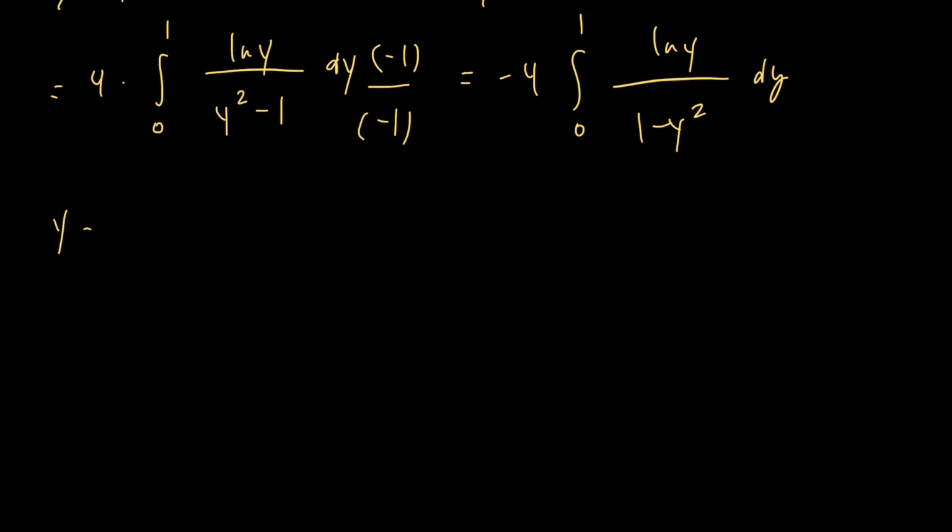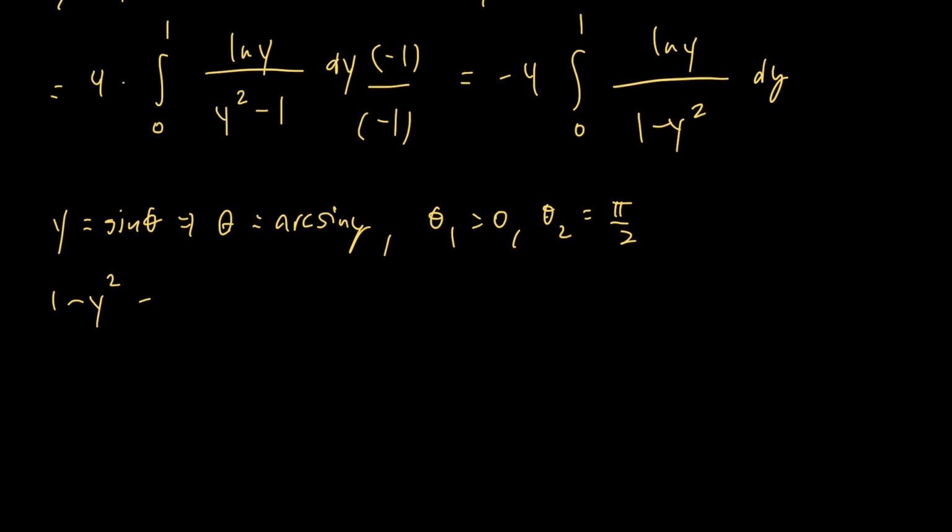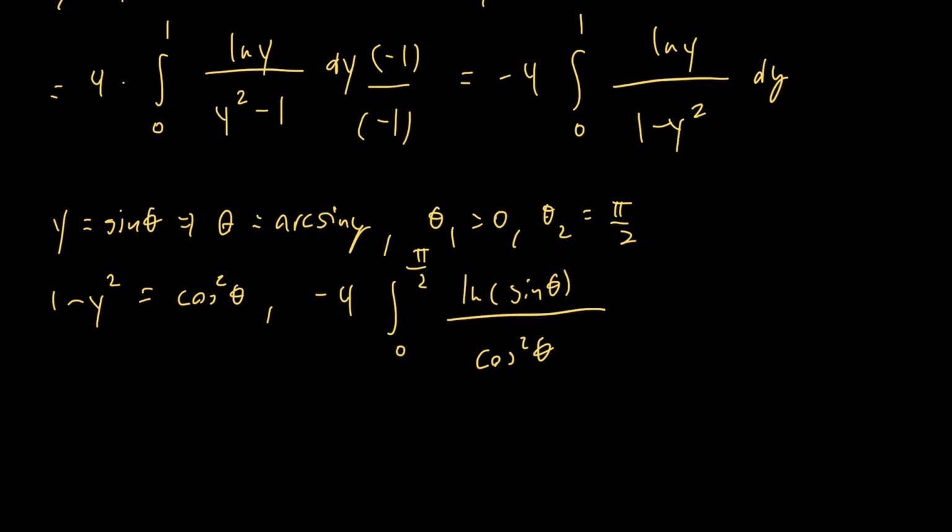So we're going to let y equal sine theta, but that means that theta equals arc sine y. That means that theta 1 is 0 and theta 2 is pi over 2. But that also means that 1 minus y squared is 1 minus sine squared, which is cosine squared. So we're going to have a -4, the integral from 0 to pi over 2, the natural log of sine theta divided by cosine squared theta. And dy is going to be cosine theta d theta.